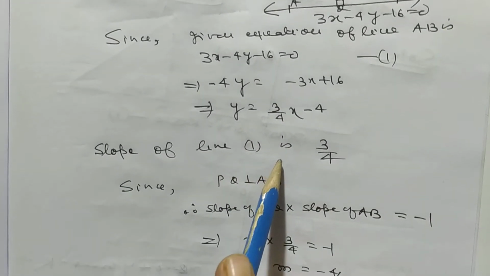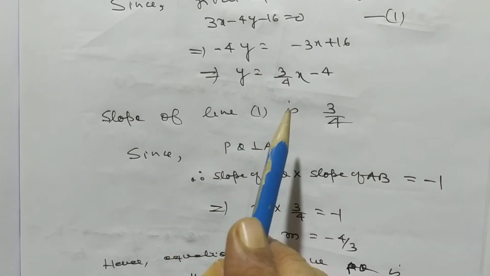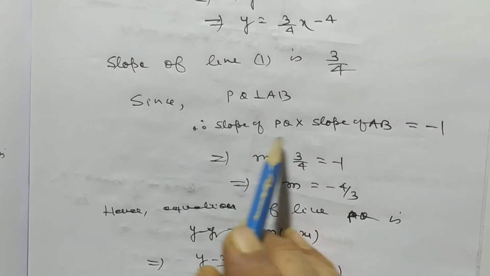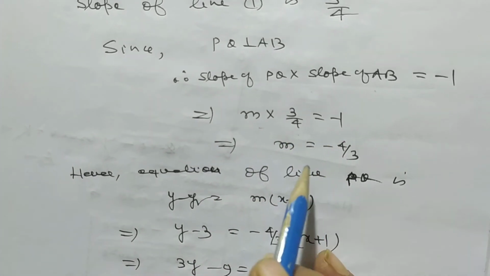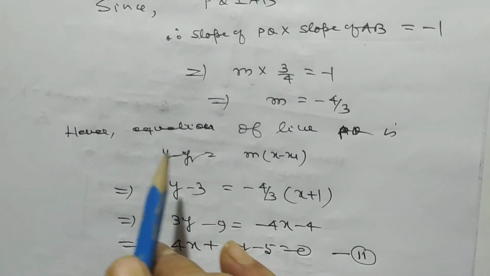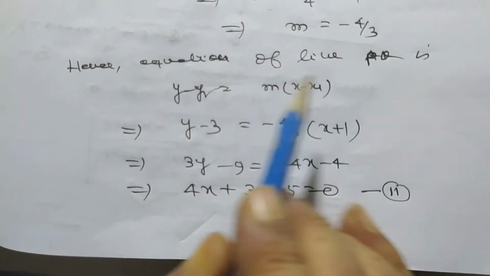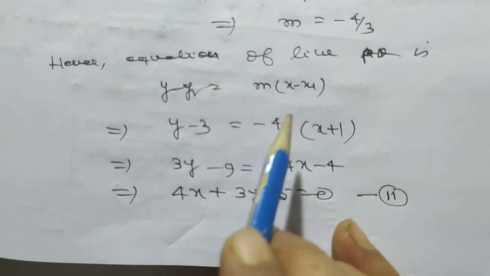Obviously the slope of line 1 is 3 by 4. Now PQ is perpendicular to AB. The slope of PQ into the slope of AB is equal to -1. So m into 3 by 4 is equal to -1. m is equal to -4 by 3. Hence the equation of line PQ is y minus y1 is equal to m(x minus x1).